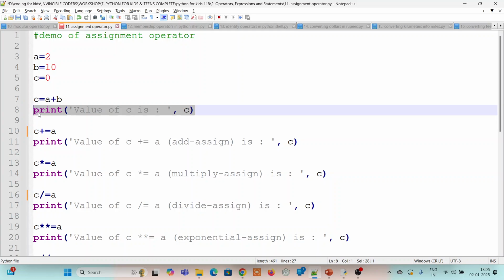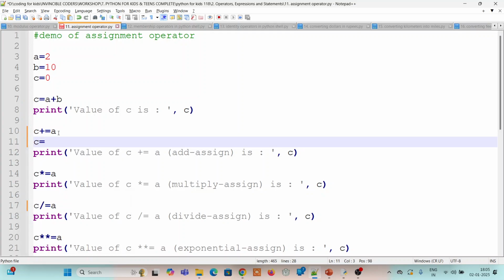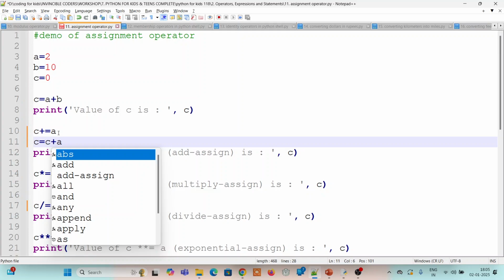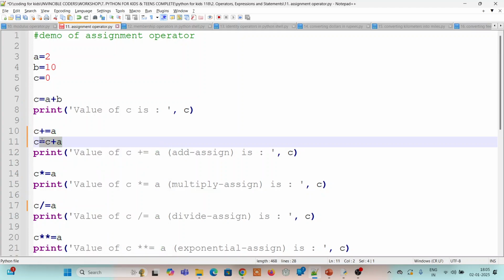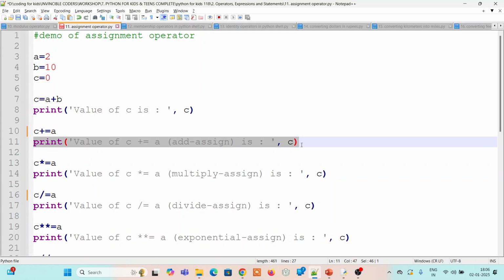Likewise, we are moving forward and writing c plus is equals to a. Here you can see that this is a shorthand notation for the formula c is equals to c plus a. So this same formula can be written in both ways. If you are adding two numbers and storing back in the first one, it can be written like this also, and the shorthand notation is the same formula written like this as well. So using this formula, the value of c would be 12 plus 2, that is 14, and we are printing it using the print statement up over here. So 14 will be printed in place of this variable c.